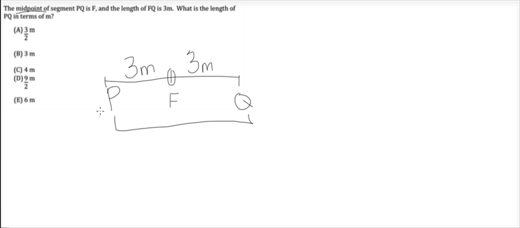So now in order to figure out how long this entire segment is, we simply add the two lengths together. We have 3M plus 3M, which is equal to 6M. And bingo, we have our answer.